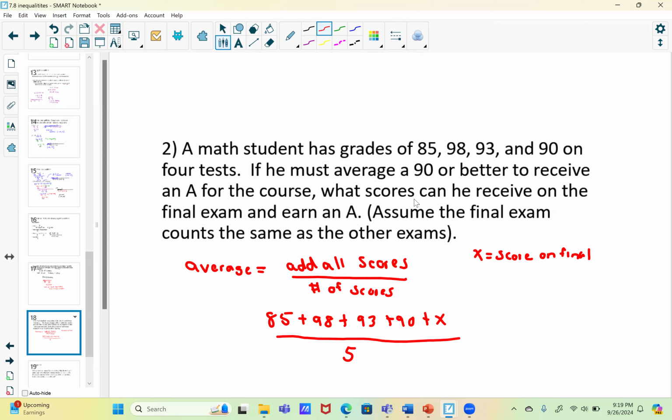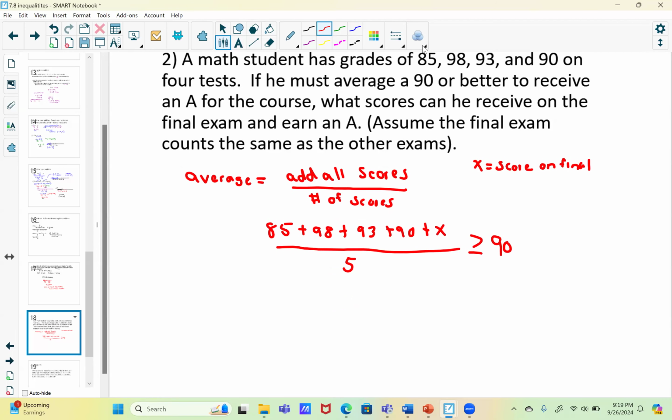And he must average a 90 or better. So we want this score, which is his average, to be greater than or equal to 90. Okay, and then we have to solve this. First thing, again, we combine our like terms. So I'm going to add 85 plus 98 plus 93 plus 90. I would just do that all at the same time on your calculator. So I get 366 plus X over 5, again, greater than or equal to 90.